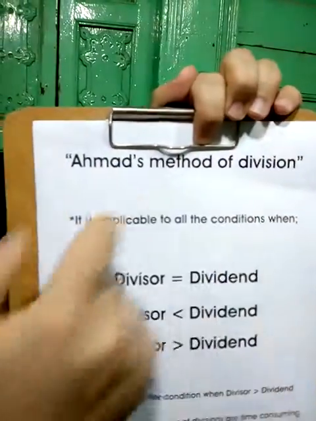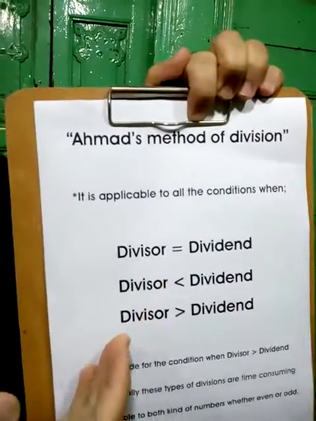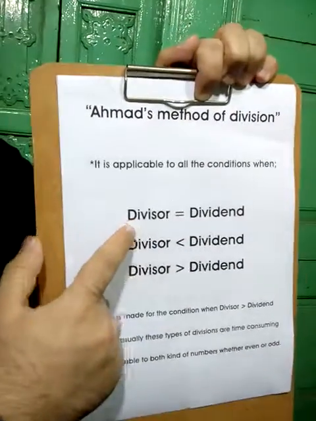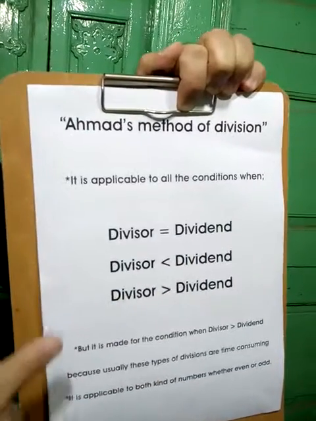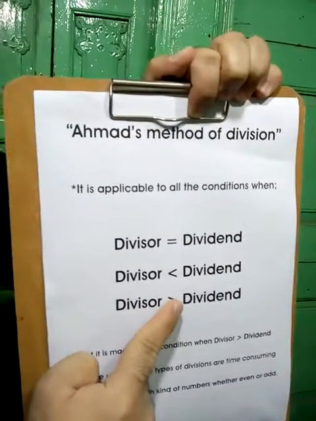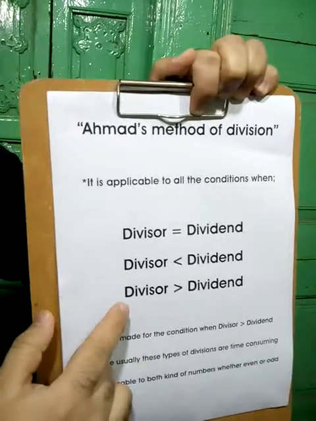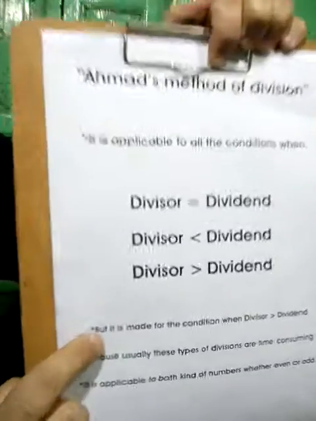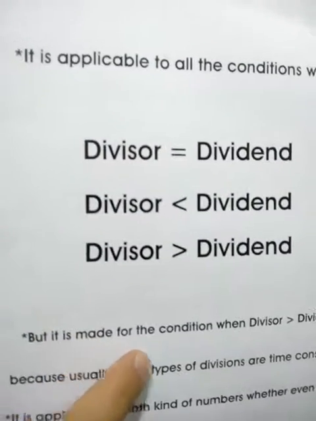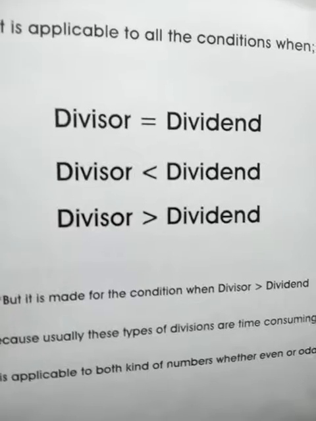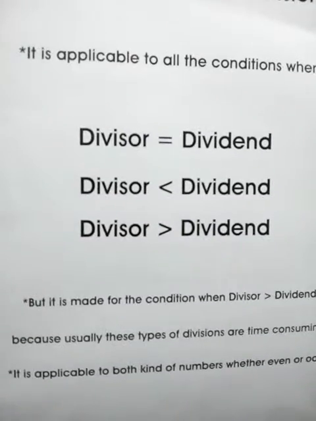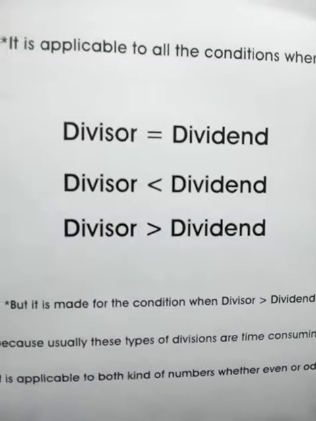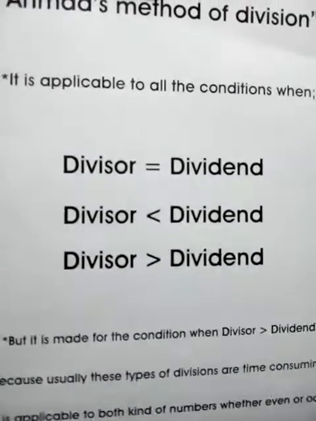Look here, Ahmad's method of division. It is applicable to all the conditions given here: when the divisor is equal to the dividend, when the divisor is smaller than the dividend, and when the divisor is greater than the dividend. But it is made for the condition when the divisor is greater than the dividend, because usually these divisions are time consuming. It is applicable to both kinds of numbers, whether even or odd.